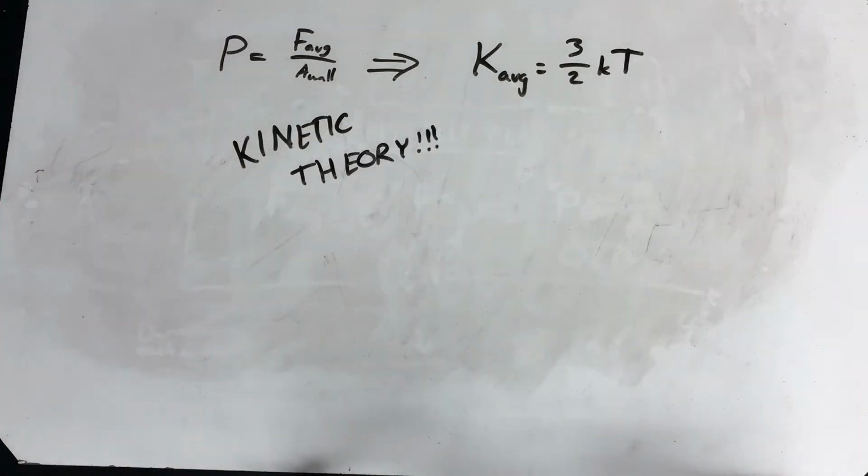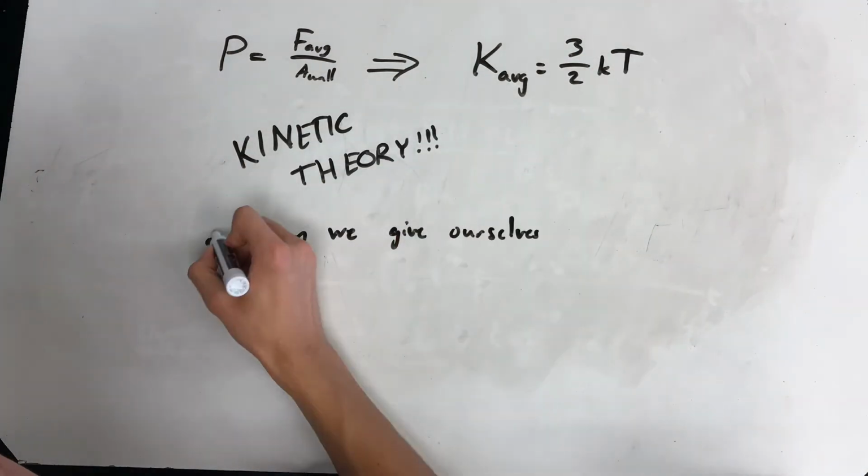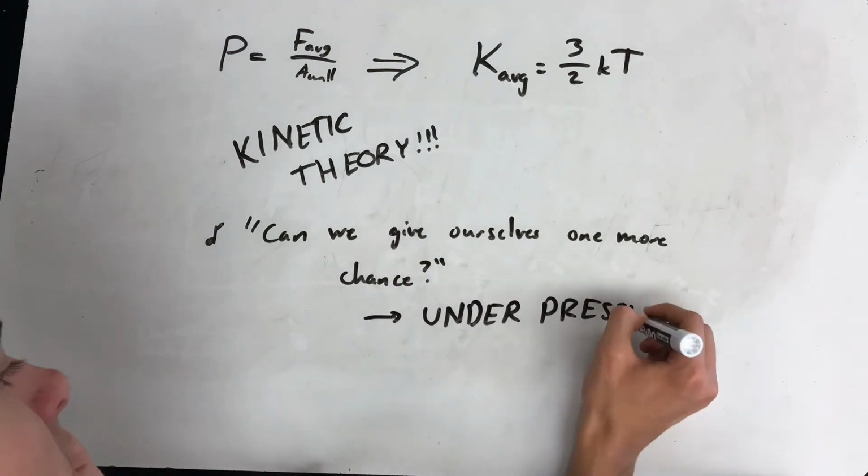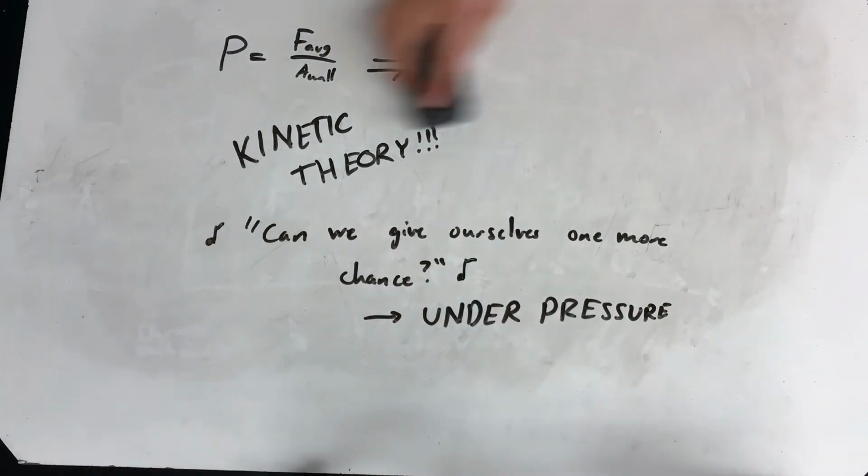learn more about kinetic theory, there are plenty of videos and resources online, but just remember, when they use tau instead of T, give them one more chance. They're under pressure.